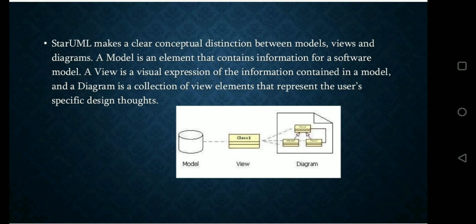Star UML makes a clear conceptual distinction between model, view and diagram. A model is an element that contains information for a software model. A view is a visual expression of the information contained in a model, and a diagram is a collection of view elements that represent the user's specific thoughts.